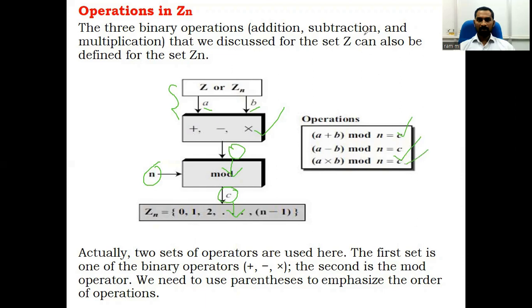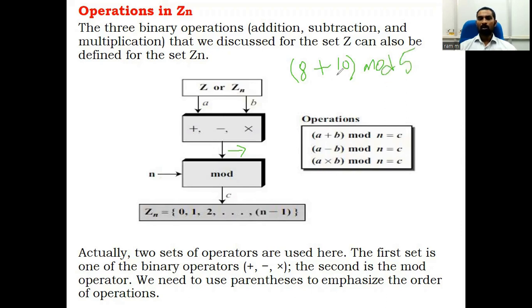So remember, we will do it in 2 steps. In the first step, we apply the binary operation between 2 integers and get a result. To that result we apply the mod n operation, and we get the residue. Now let us check how this works. Let us find 8 plus 10 mod 5.